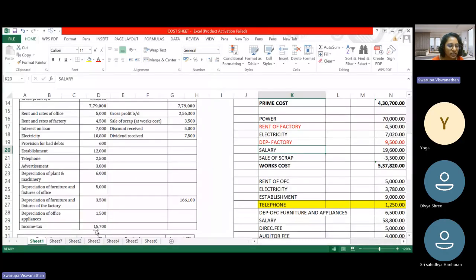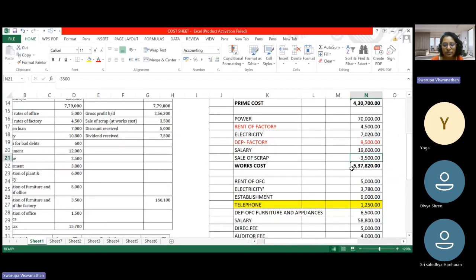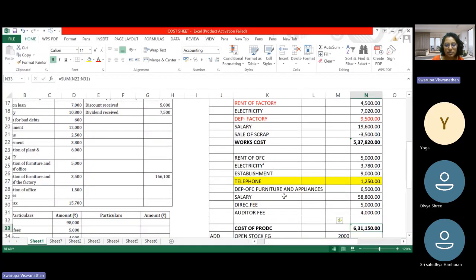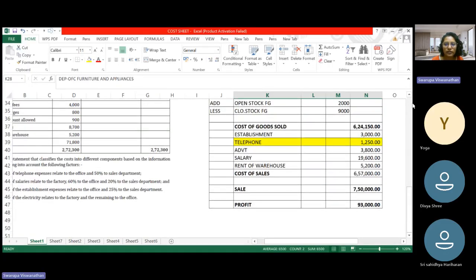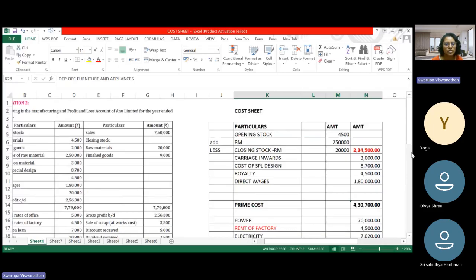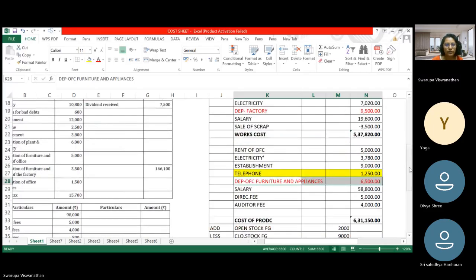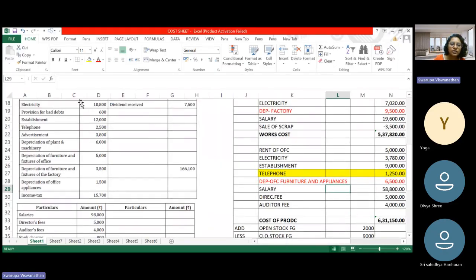Depreciation for office appliances, again under admin overheads. Income tax is not taken under the computation, so we can avoid that. In the cost sheet, we need not factor in the income tax component. So we have the depreciation, you can see here. Similarly, you can see in the factory part also, depreciation factory. With this, we have finished the debit side of the P&L account.